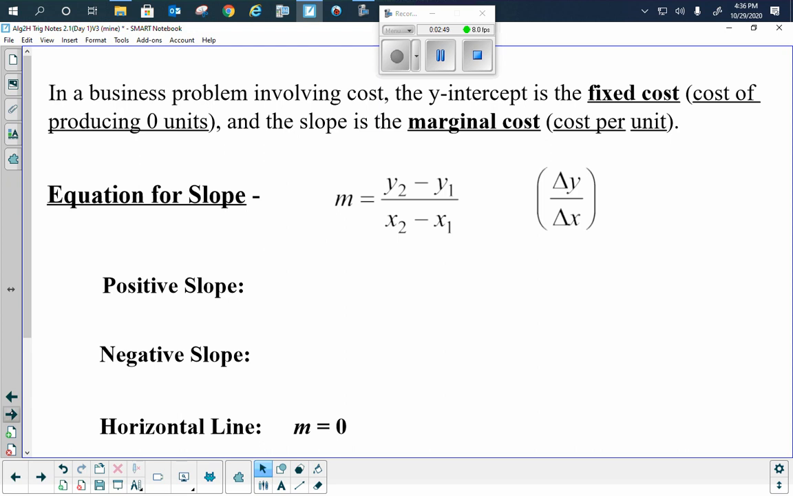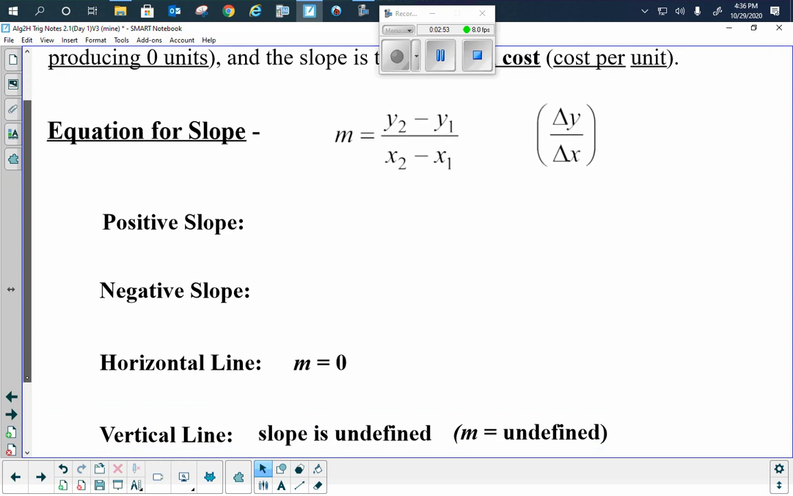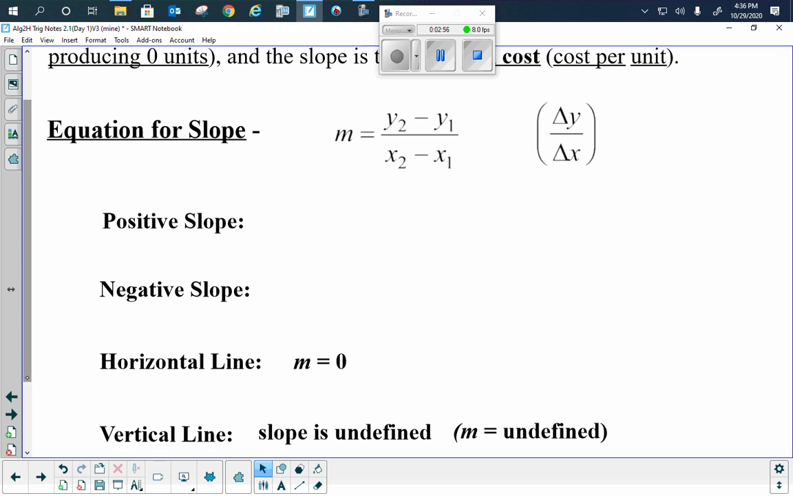So getting into some of the review then, just to make sure that you've got some of the basics down. Your equation for slope, remember m, is your change in your y values over your change in your x values. So remember this notation, this little delta, means change. So change in y over change in x, that's what's written there. And change in y means y2 minus y1, over change in x, which is x2 minus x1.